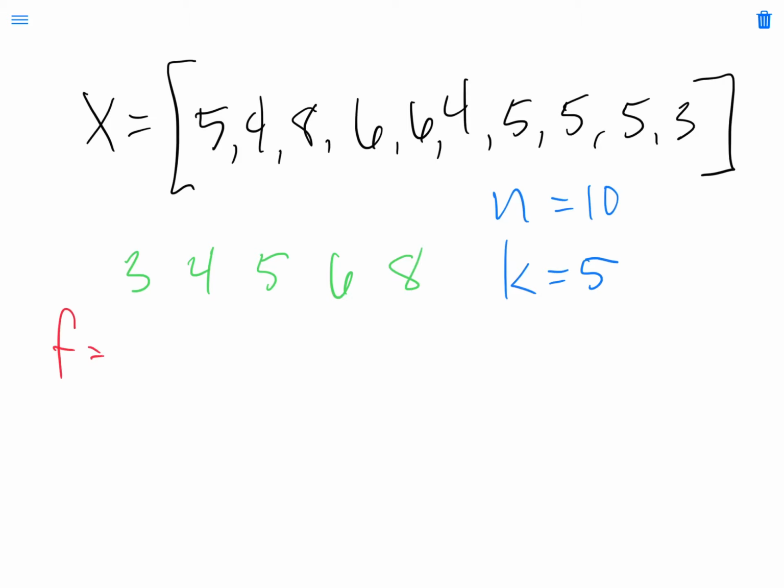And if we calculate their frequency, which we usually just call f, we see that we have 1 3, 2 4s, 4 5s, 2 6s, and 1 8. And the mode is simply the value with the highest frequency. So our highest frequency here is the 4, which means that we have a mode of 5. So it's really just which number or which value shows up the most often in our data set.